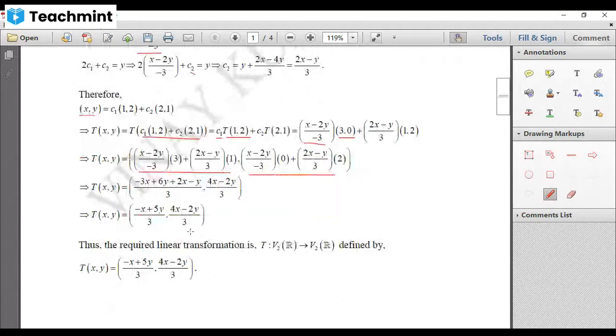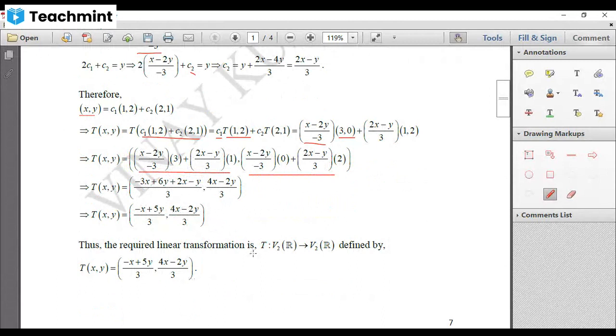Now the 3s get cancelled, or you take LCM. So LCM is 3. Then here the minus sign is there, so minus 3 will be there. Minus 3 into x, minus 3x, minus 3 into minus 2y plus 6y, 2x minus y, because it is 1, so divided by 3. Similarly, 0 into anything is 0. 2 into 2x is 4x minus 2y. Now, if you simplify this, you will get minus x plus 5y by 3, 4x minus 2y by 3.